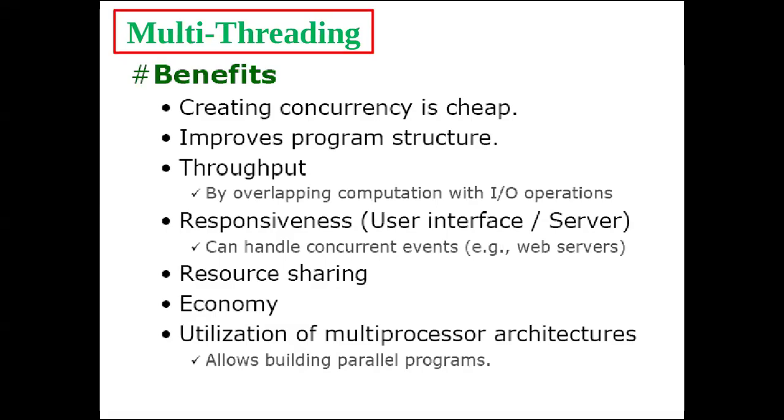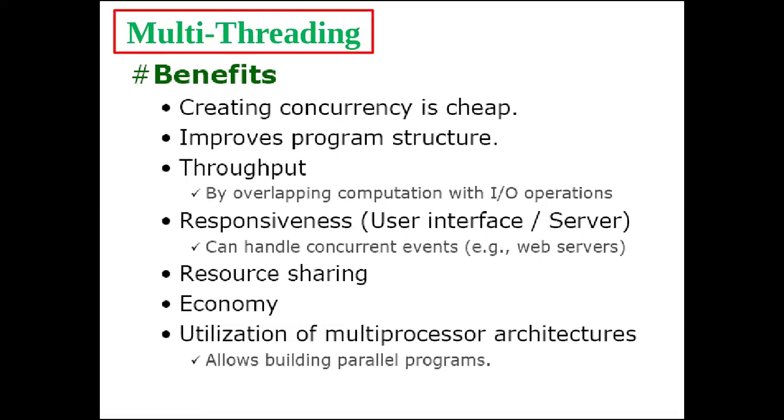Second benefit, it improves the program structure. Multi-threading improves the program structure. When we divide a program into multiple threads, each thread can handle specific tasks. The program becomes more organized, and this leads to better structure and clarity.